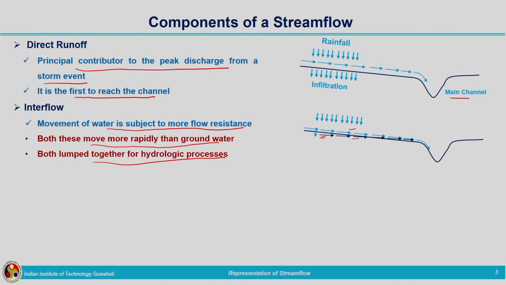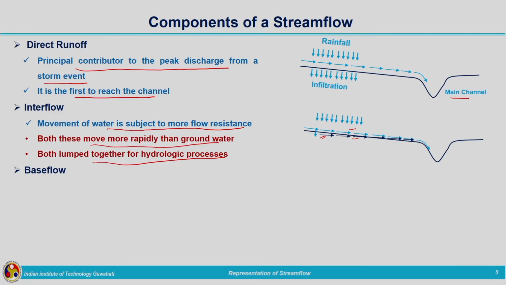Even though three components are contributing towards stream flow, that is the direct runoff, interflow and base flow, we will be combining direct runoff and interflow together, because these two are moving at a faster rate compared to base flow, that is the contribution from the groundwater.